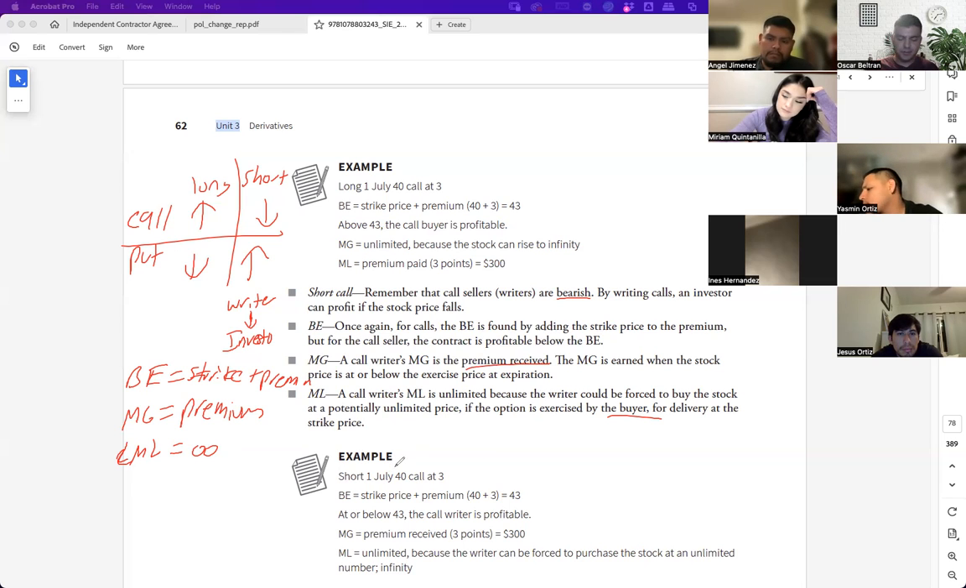So here's example 1. We have a short call, so automatically we want it to go down, and we're a writer. The break-even point is the strike price plus the premium, so 40 plus 3 is 43. At or below 43, the call writer is profitable. The maximum gain is 3 times 100, so $300. The maximum loss is unlimited, because what if the price goes up and up and up? All right, any questions so far?